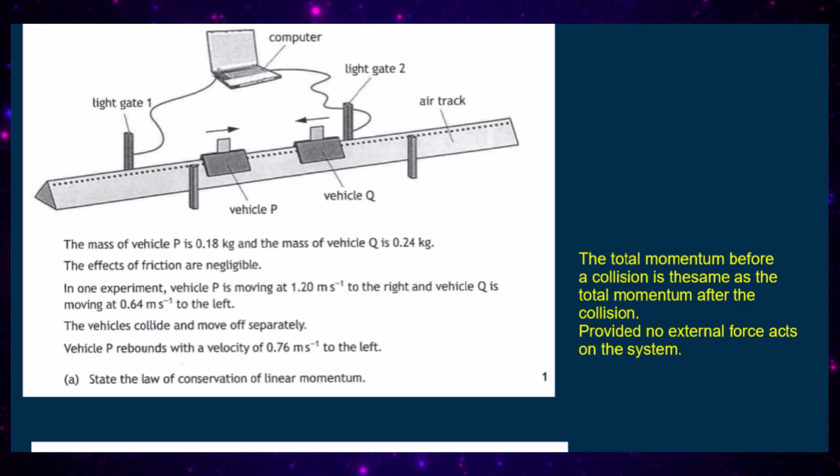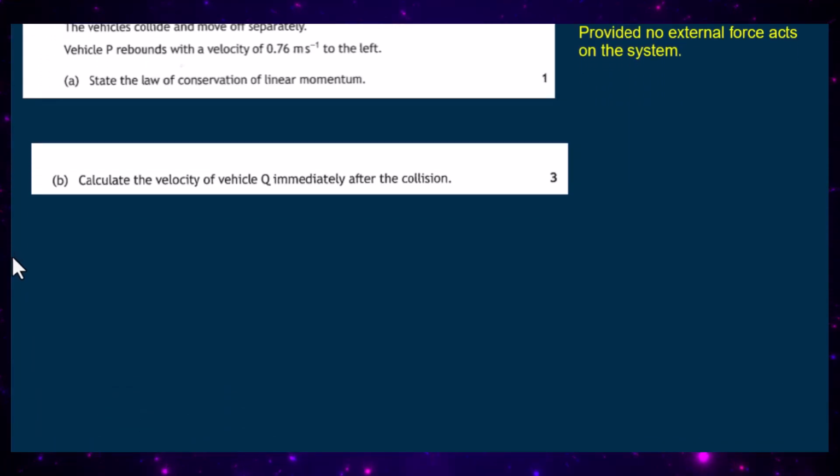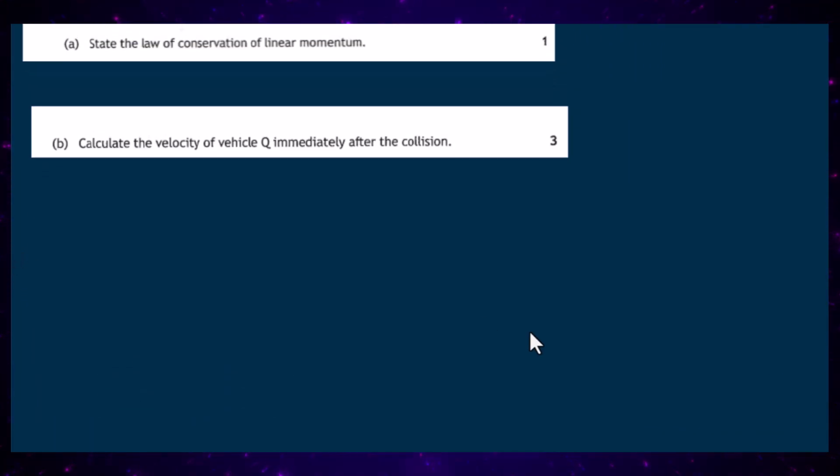The total momentum before a collision is the same as the total momentum after a collision, provided no external forces act on the system. And the next part is a calculation all about that. It says calculate the velocity of vehicle Q immediately after the collision. Now in all these cases it's very wise to draw a diagram of what's happening.